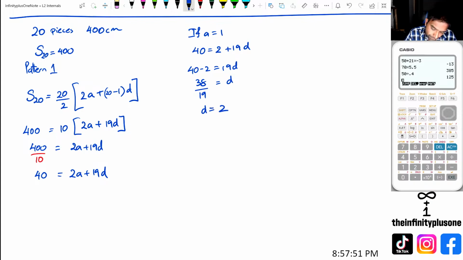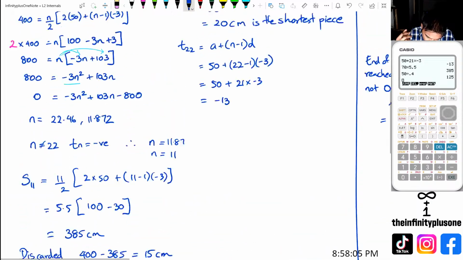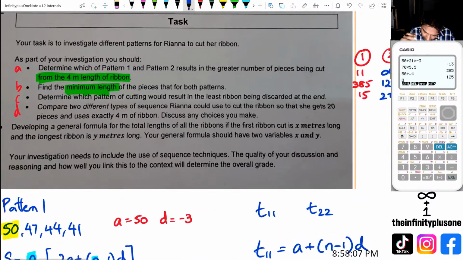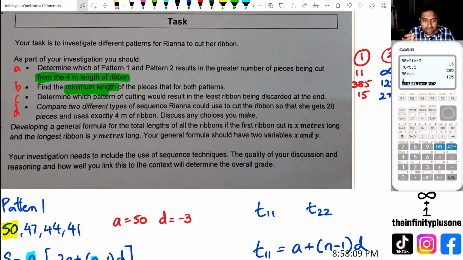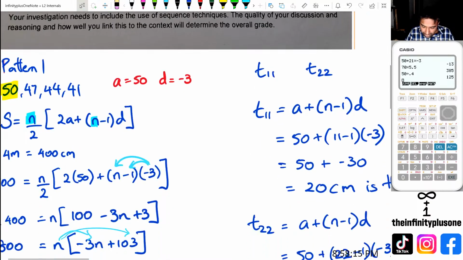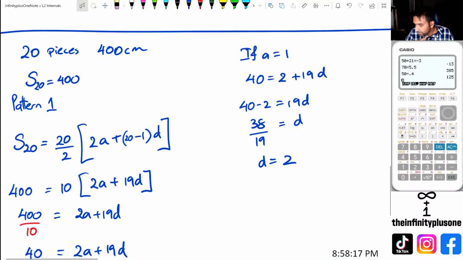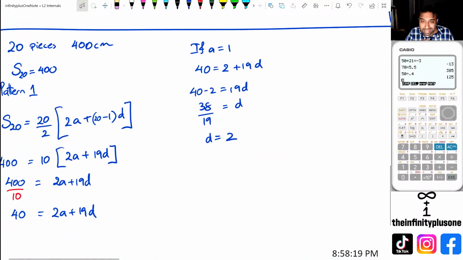So if A is equal to 1, then D is equal to 2, because depending on how you cut the piece, we don't have any information that D has to be a particular value. All it's saying is they want 2 different types of sequences so that she gets 20 pieces. So if I have A as 1, then my D is going to be 2.